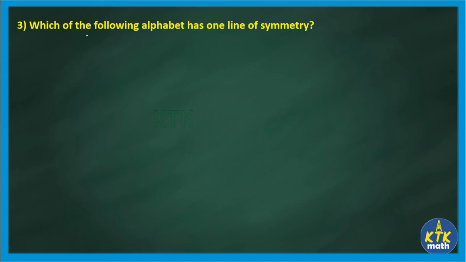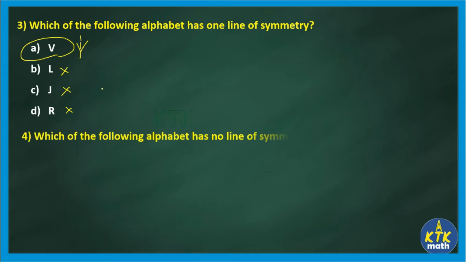Which of the following alphabets has one line of symmetry? V, L, J, R. Here by looking, we can say V can be given a vertical line of symmetry. So we can draw only one line of symmetry for alphabet V. L doesn't have lines of symmetry, and J also, R also. So your answer for the third question is option A, V.